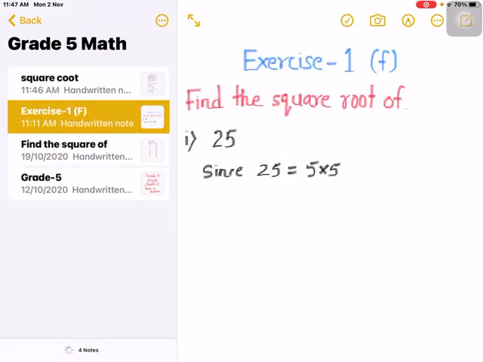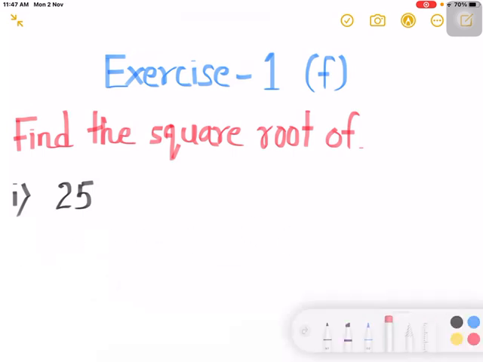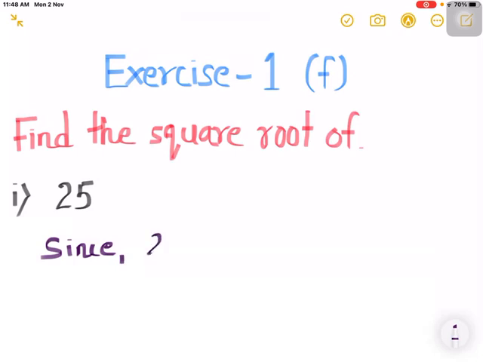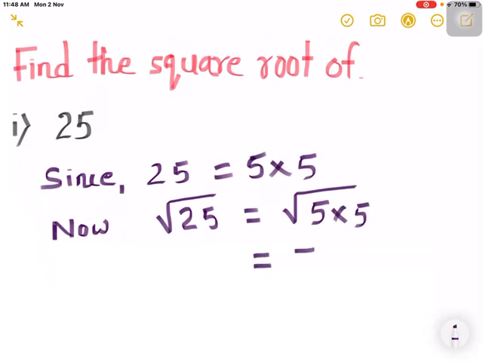Now let us go through our exercise here. In exercise 1, find the square root of, in number one it is given 25. Though we have done 2 questions already in the examples, let us do 25. What is the factor of 25 here? 25 means 5 into 5 gives 25 as a product, isn't it? So let us put the square root on both sides. Here 5 is the answer. So the square root of 25 is 5.